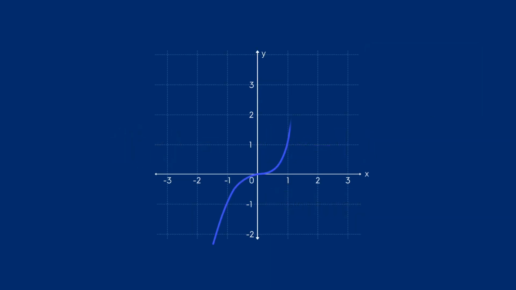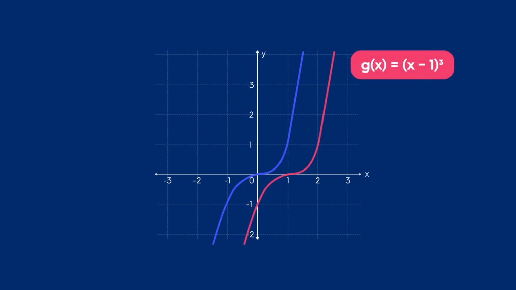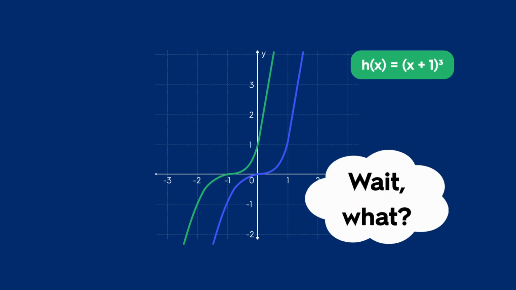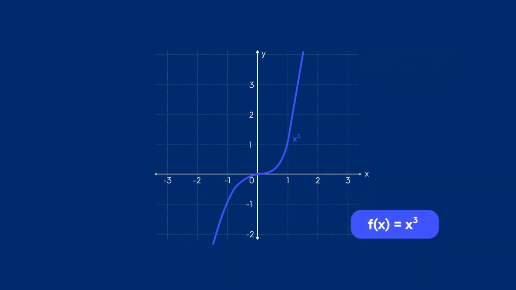Replacing x with x - 1 shifts the graph 1 unit to the right. Subtracting inside the function moves the graph right. Replacing x with x + 1 shifts the graph 1 unit to the left. Inside changes work opposite of what your instincts expect. Adding 1 outside the function shifts the graph up by 1 unit. Subtracting 1 outside the function shifts the graph down by 1 unit.